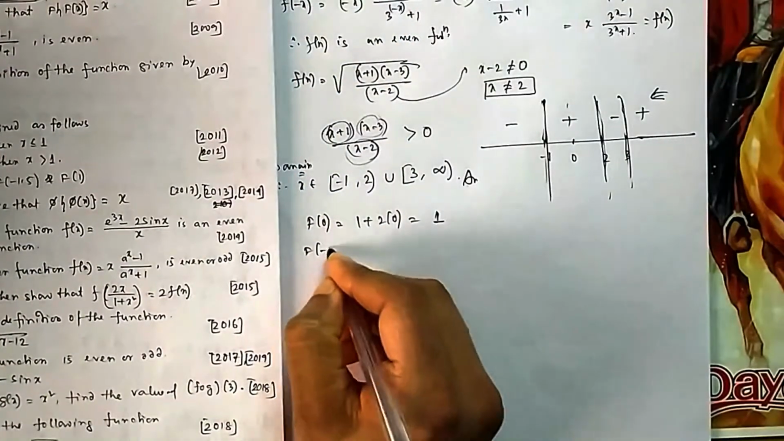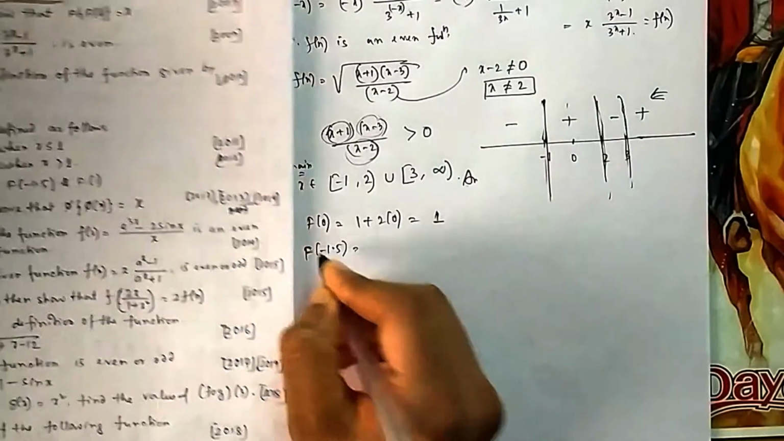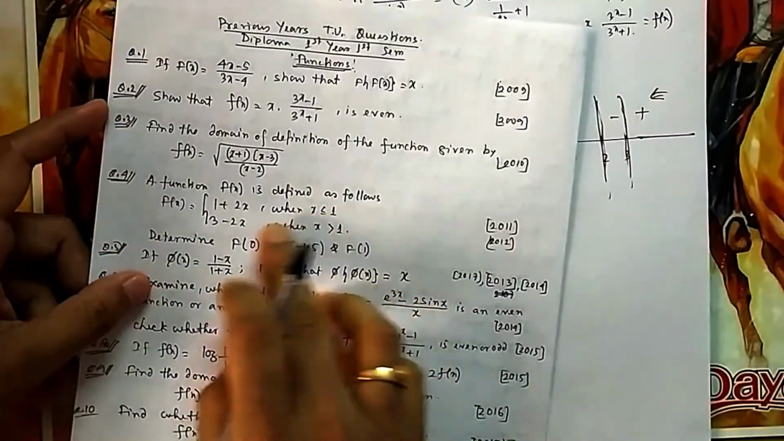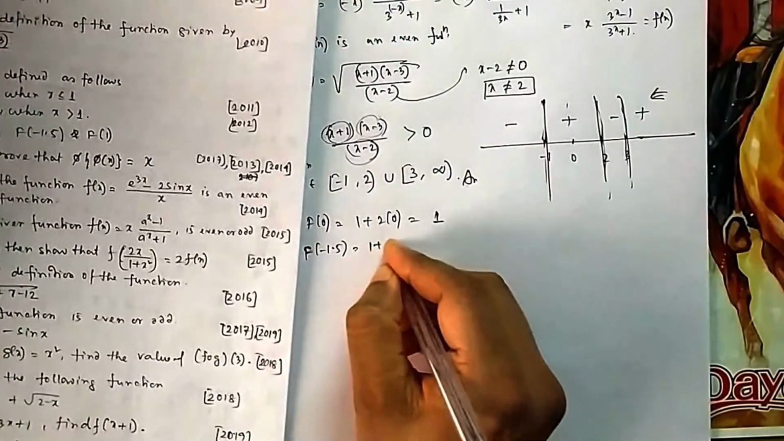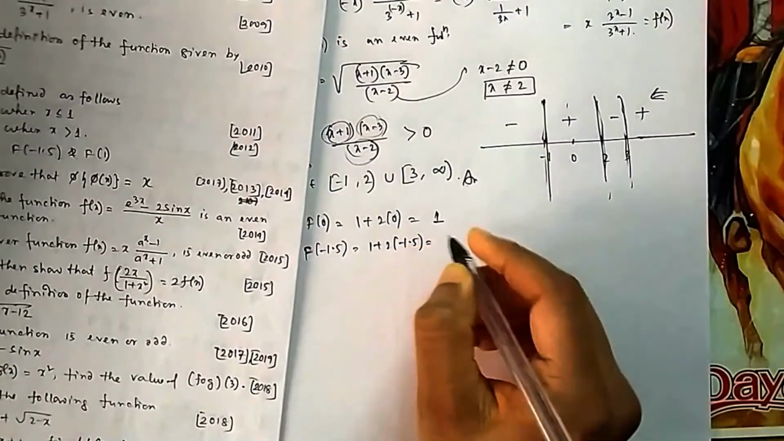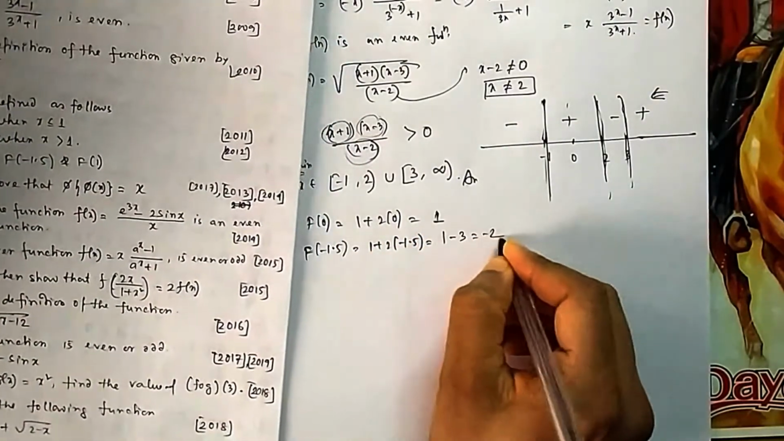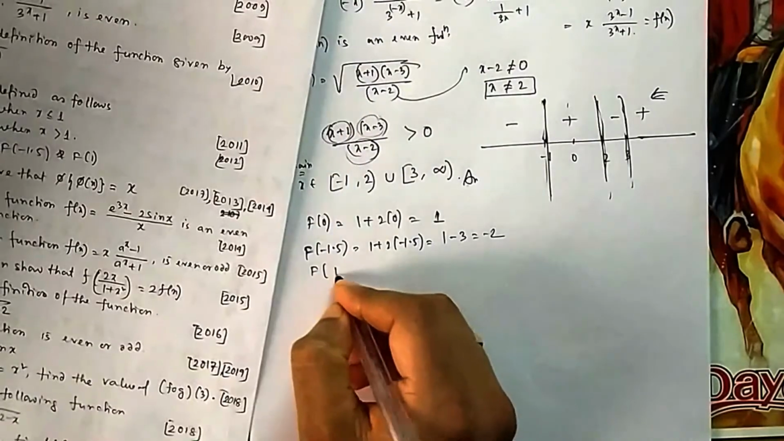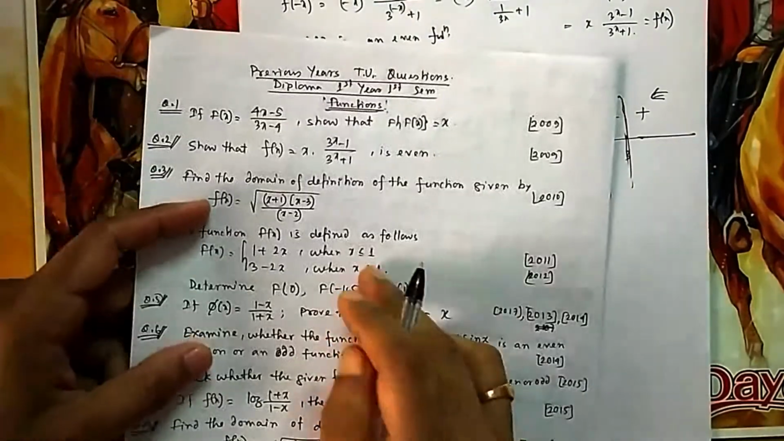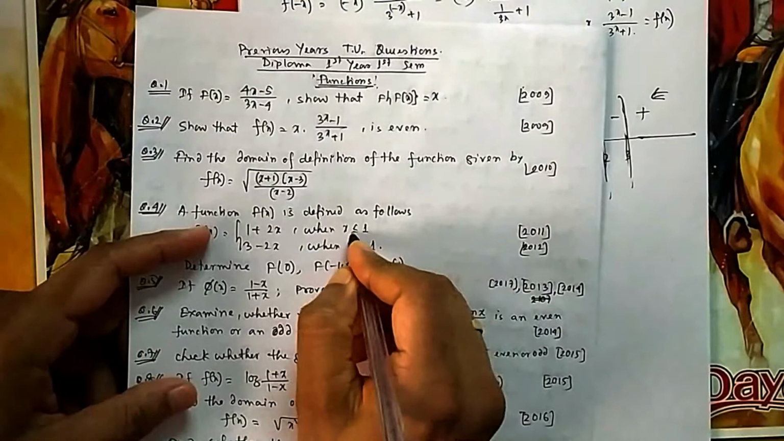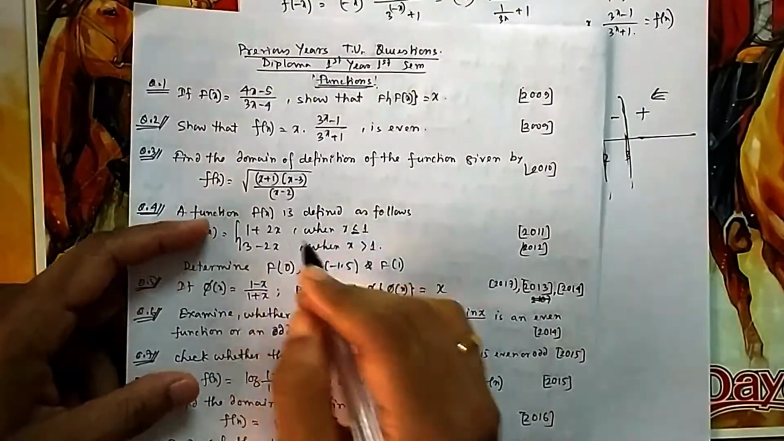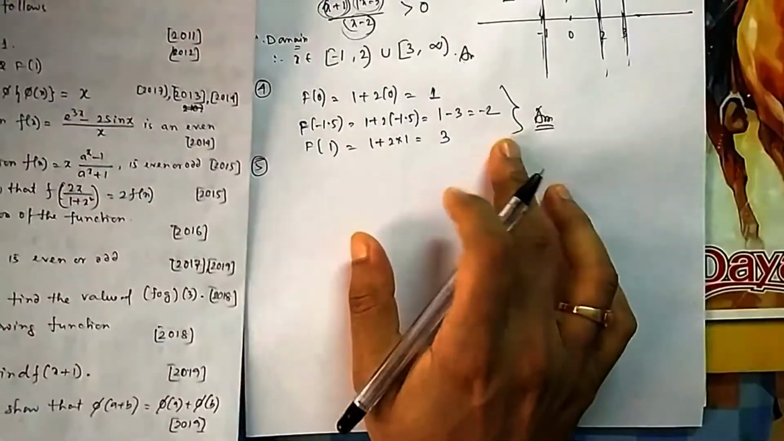Second one, they ask you f(-1.5). Again, in which branch will it come? Minus 1.5 is less than 1, so it will again come to this branch. 1 plus 2 into minus 1.5. So 1 minus 3, that is minus 2. And the last one is f(1). So again, input equal to 1. 1 means it is at the boundary. They have given an equal to sign there. So for equal to 1, we will be using this. So this is your answer.